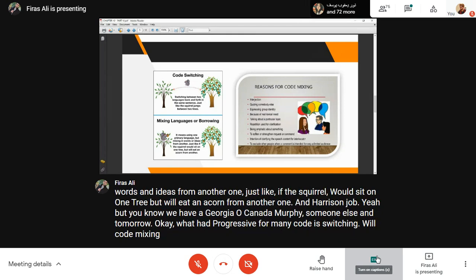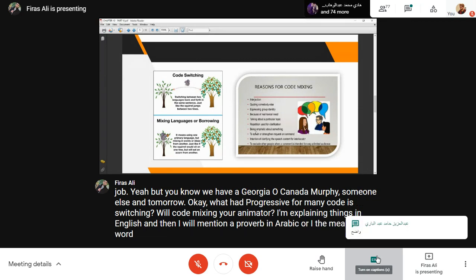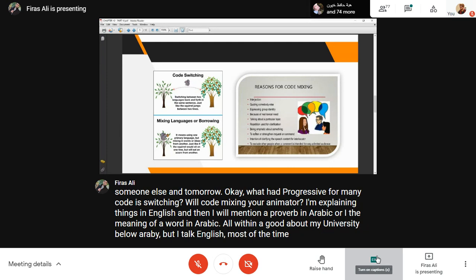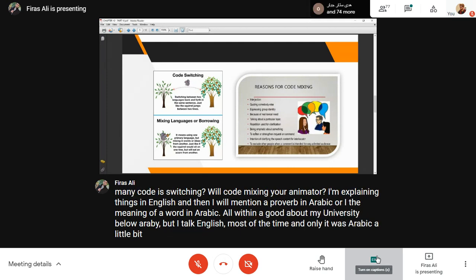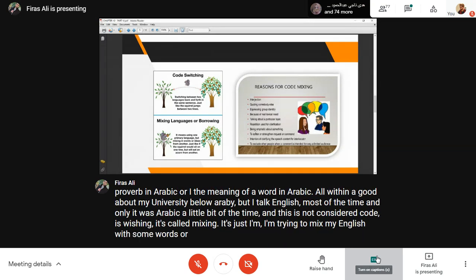For example, I'm explaining things in English and then I will mention a proverb in Arabic or the meaning of a word in Arabic. Or I say certain simple phrases in Arabic. If I talk English most of the time and only use Arabic a little bit of the time, then this is not considered code switching. It's code mixing. It's just I'm trying to mix my English with some words or phrases or structures from another language.